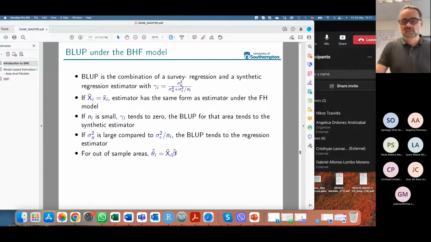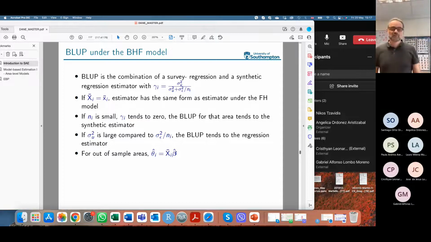If Ni is small, okay, then gamma i will tend to 0, and the BLUP for that area will tend to the synthetic estimator because the sample size is small. You tend to give less weight to the survey regression estimator and more weight to the synthetic estimator. And if sigma squared u is large compared to sigma squared epsilon over Ni, the BLUP will tend to the survey regression estimator.